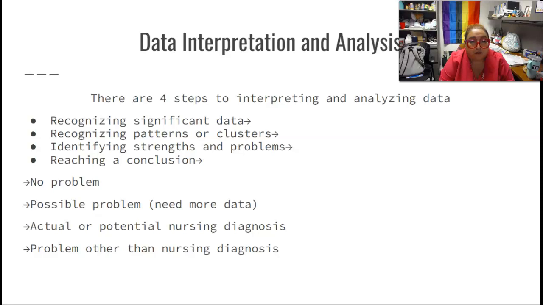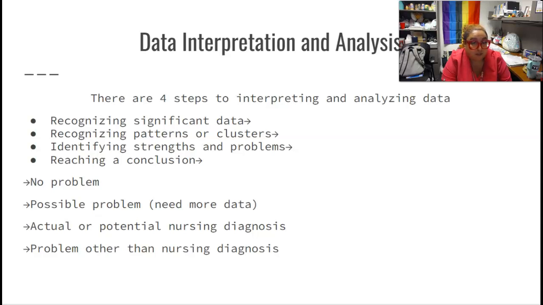So now you are recognizing that pattern and clustering, putting it together kind of like in a bubble, setting it aside, and then identifying the strengths and problems. At this point, you have all this data and you can say, I think I know what the problem is. Is it a possible problem? The possible problem is the patient could potentially have pain.